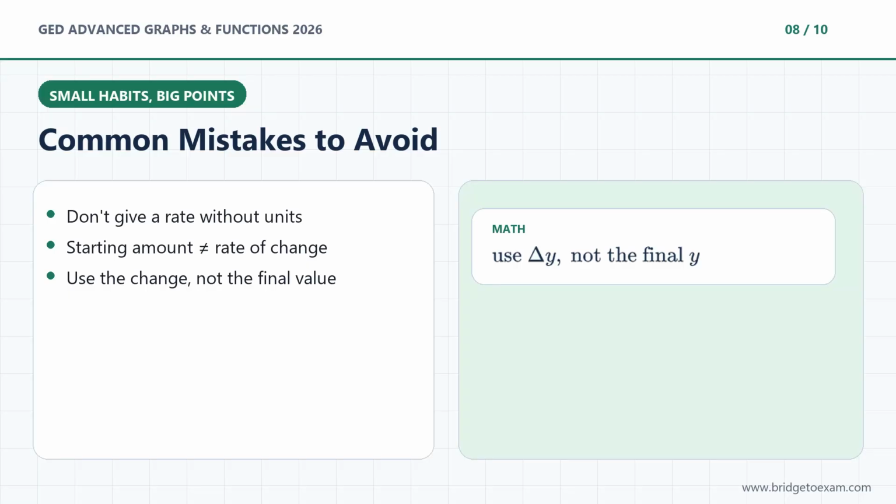Three traps. First, never give a rate without units. Second, do not confuse the starting amount with the rate of change. The intercept and the slope are different numbers. Third, always use the change in value, not the final value, when you compute the rate. Careful reading protects your score.